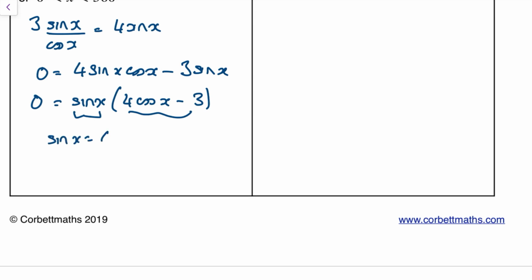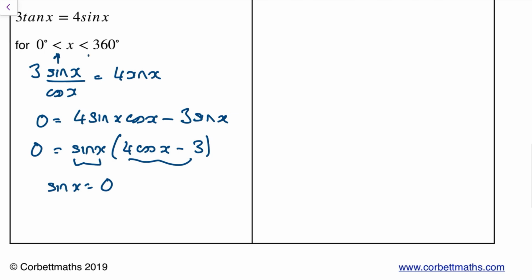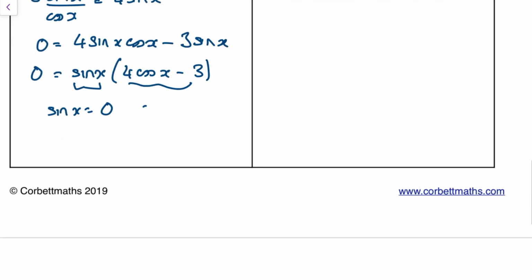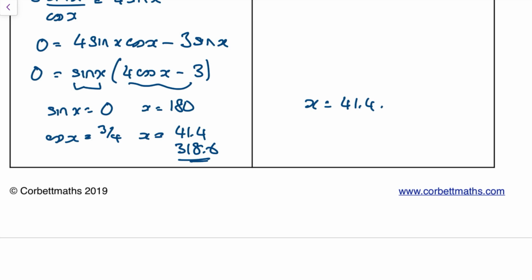So sin x equals 0. Let's just check the range. So I don't include 0 and 360. So sin x equals 0 only when x equals 180, because I'm not including the extremes. Similarly, I want cos x to equal 3/4, which means that x equals, calculator out, 41.4. Or using my symmetry of the curve, 360 minus that, which is 318.6. And so my answers are going to be x is equal to, in order, 41.4, 180, or 318.6 degrees. That is it.